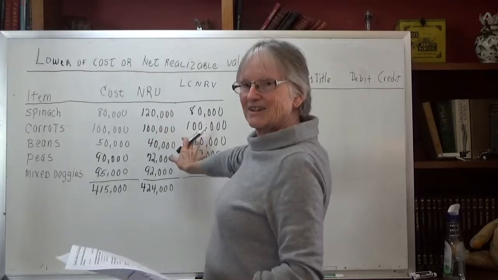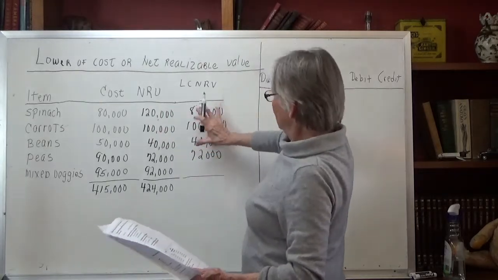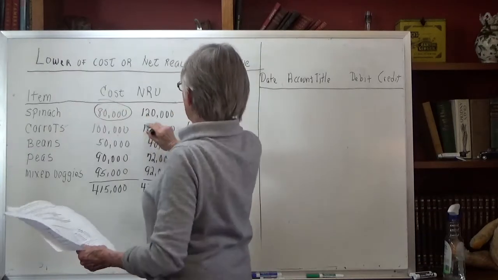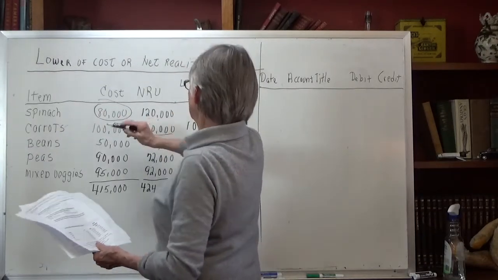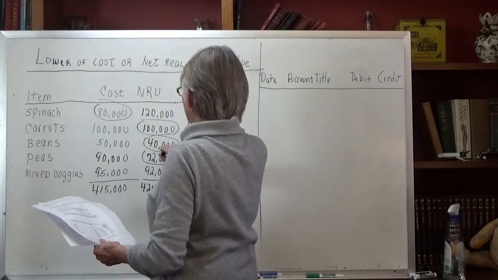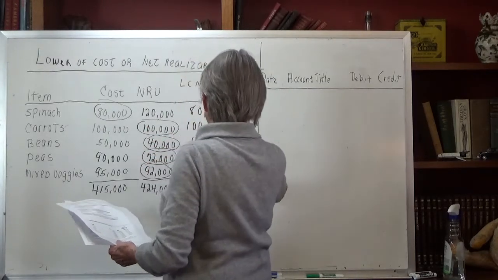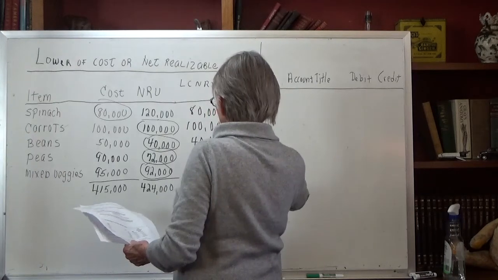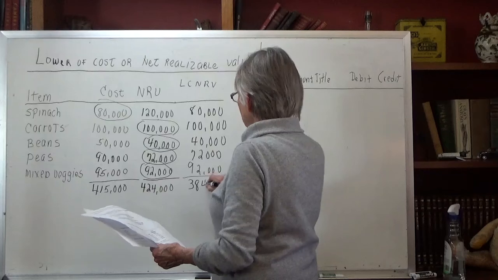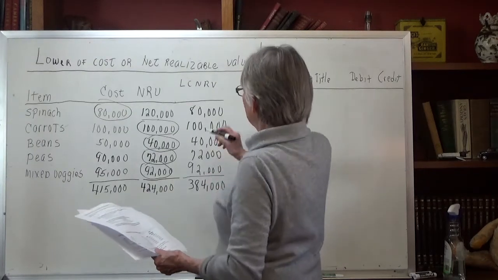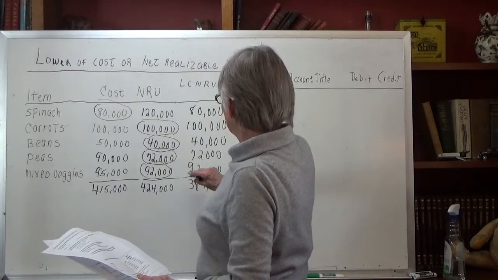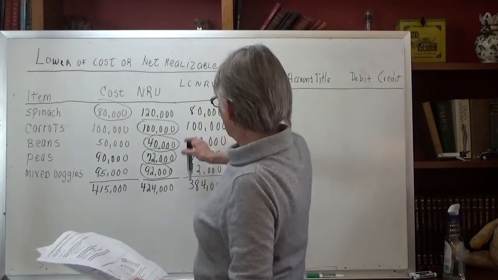And you notice we're not taking any difference here. We are simply putting down the lower of the two amounts. So cost is lower. It doesn't matter. Yeah, they're the same, but whatever. So we're just taking the lower amount each time. And when we add these up, the lower amounts each time, we come up with 384,000 lower of cost or net realizable value when we calculate it out.